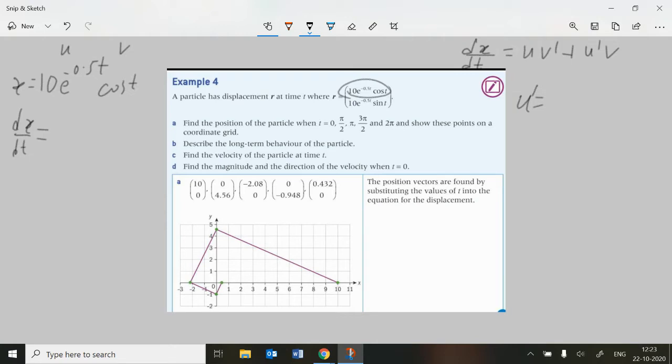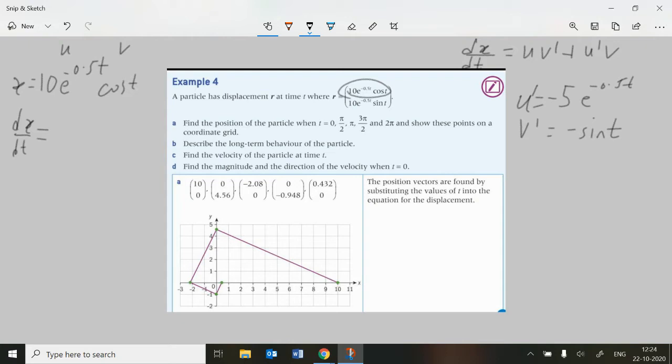going to be just e to the minus 0.5t, but then of course times by the derivative of what's inside, because we have a function inside a function there. So we're going to get minus 5 in front there for u dash, and then for v dash here we're going to get minus sine t. So that's just using one of our standard rules.